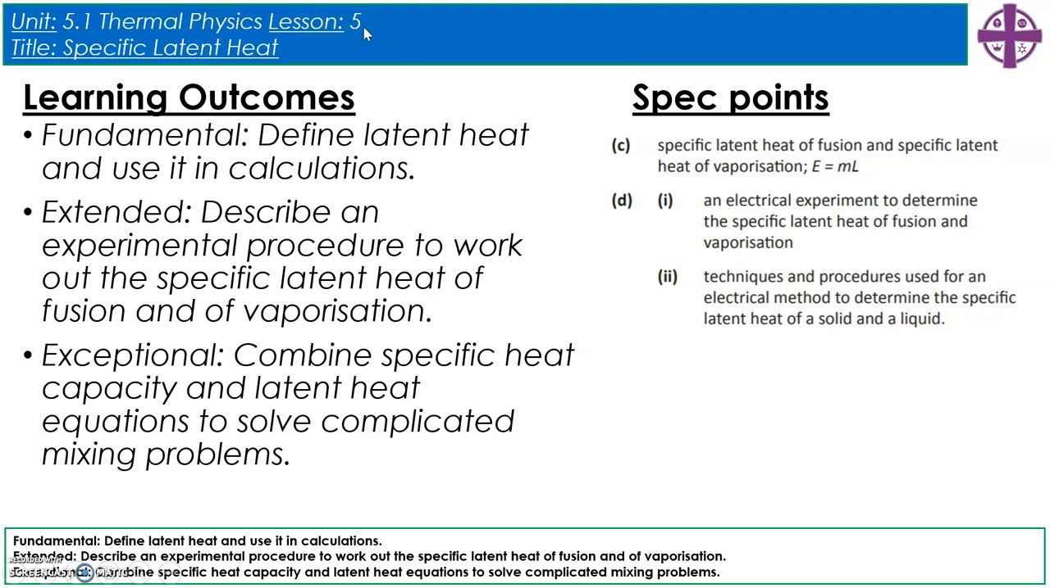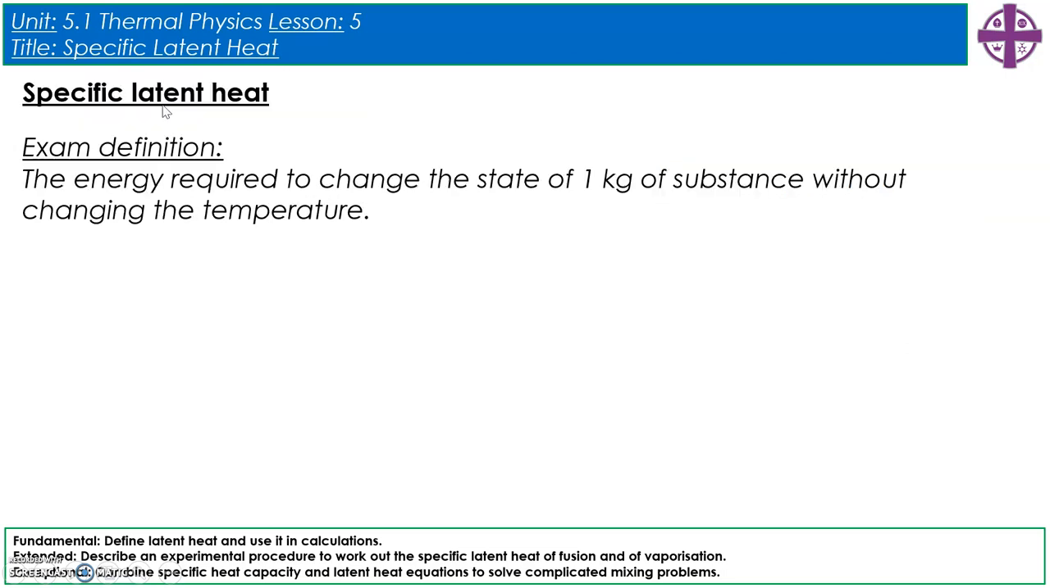This is lesson 5 in the thermal physics topic. It is on specific latent heat, which is different to specific heat capacity. Specific latent heat is the energy required to change the state of 1 kilogram of a substance without changing the temperature. This is different to specific heat capacity because specific heat capacity is all about the energy required to change the temperature, but latent heat is about changing state without changing temperature.